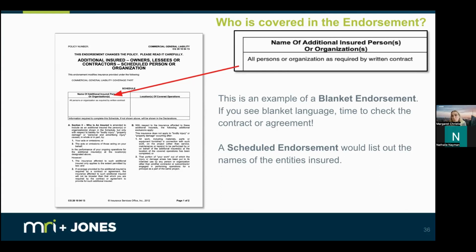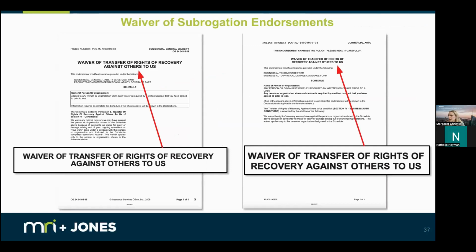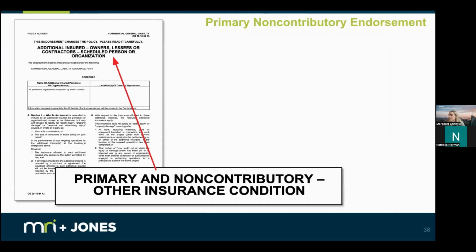You may also see a scheduled endorsement. We encountered that scheduled word when we were talking about automobile liability. As I said, this would mean you're looking for a discrete list of the things that are covered. So if you're looking for a scheduled endorsement, you would actually see that it would say, this entity or that entity is covered. A waiver of transfer of rights of recovery. This is a waiver of subrogation endorsement. We already talked about what that means, but you can see an example of what this might look like. Again, this is an ISO form, but you may see a different type.